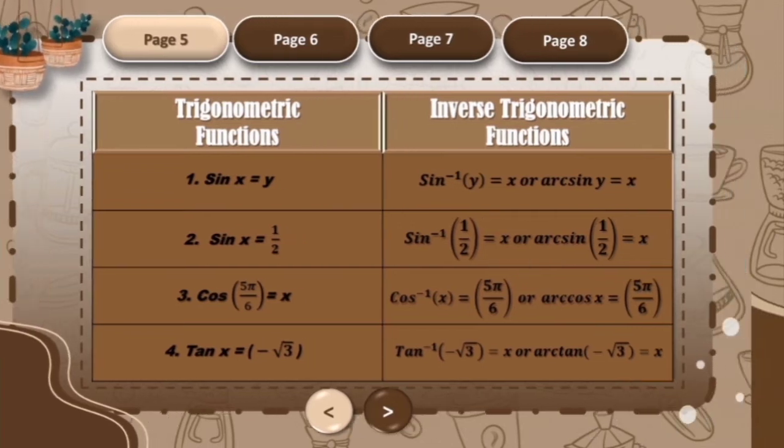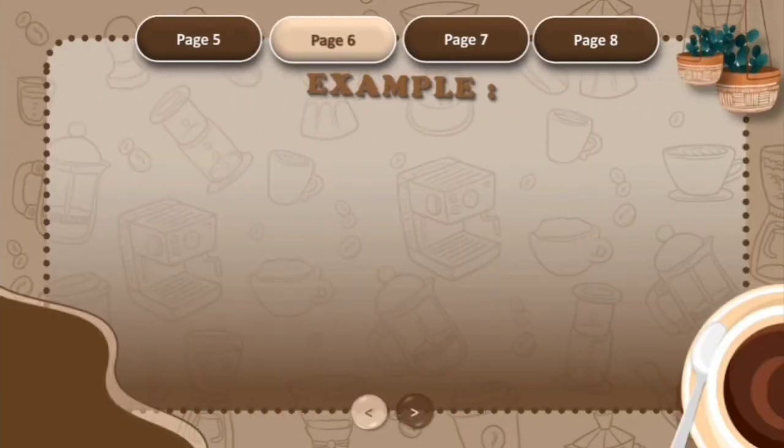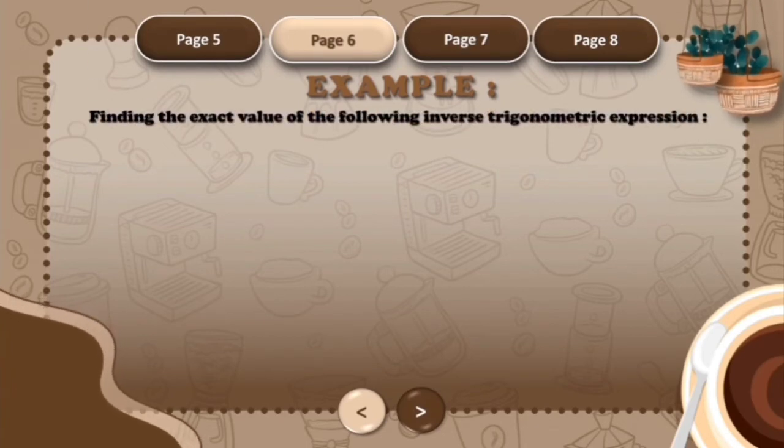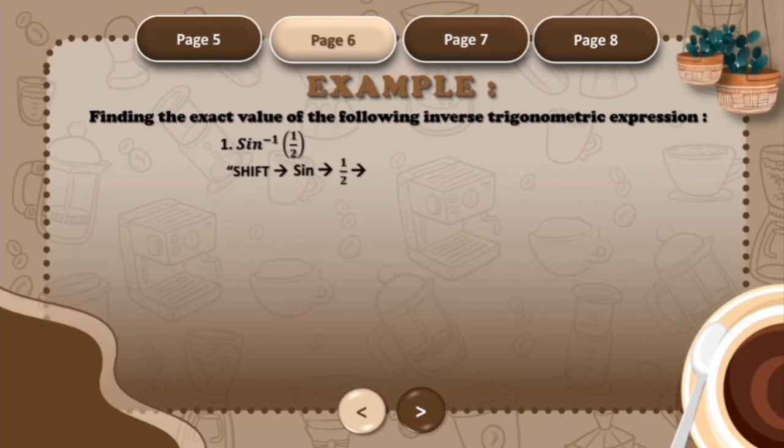Now that we know how to turn a trigonometric function into its inverse, we will move on to finding the exact value of an inverse trigonometric function and how we will do it step by step. The first item we have here is the inverse of sine 1/2. In order to find the value of x, get your scientific calculator and simply type shift, sine, and the quantity 1/2. The answer would be 30 degrees, or in radians, pi over 6.